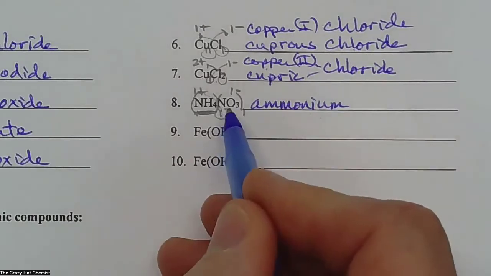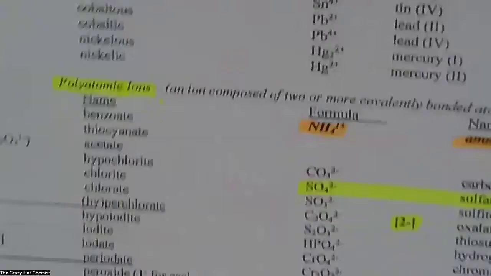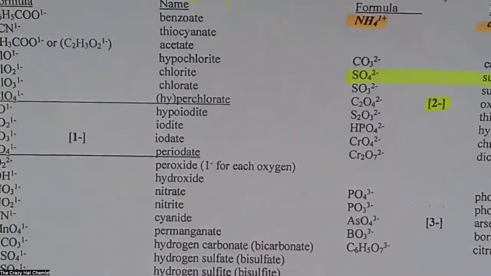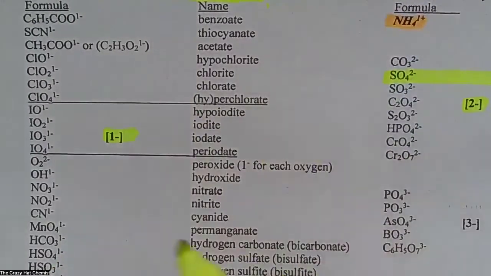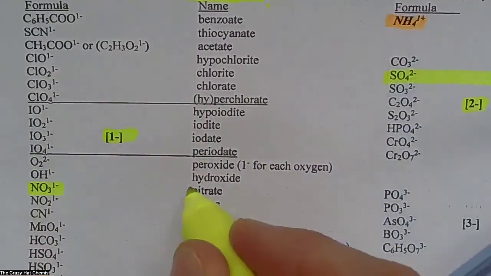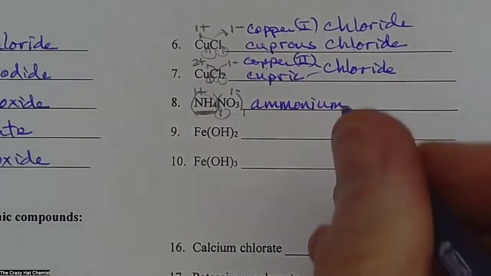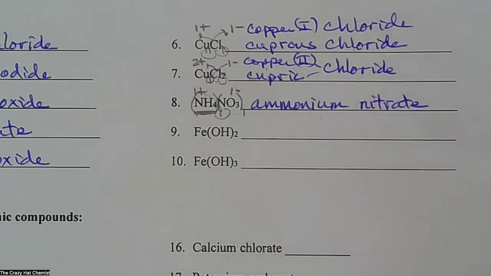And then I have NO3. That is obviously a polyatomic ion. It's a 1 minus charge. I'm going to see if I can find that as well in the 1 minus category. So I need to find the 1 minus category here on my polyatomic ion sheet. That's NO3 minus 1. That is called nitrate. Ammonium nitrate is the correct name.